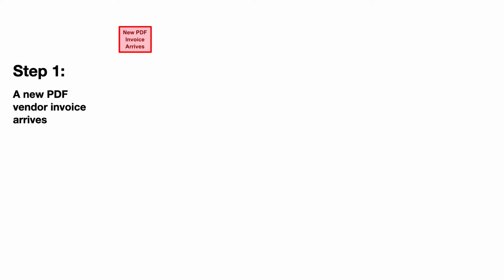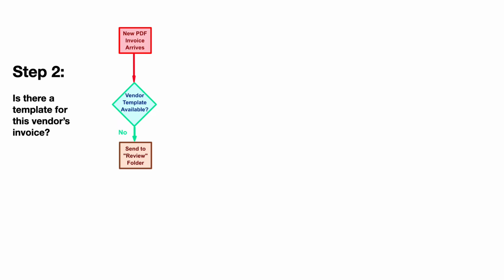Let's take a brief look at how the three-way matching process works. The process begins when a new PDF vendor invoice arrives in the email stream. The first test AP Pro makes is to find out whether or not there is a template available for this particular vendor.